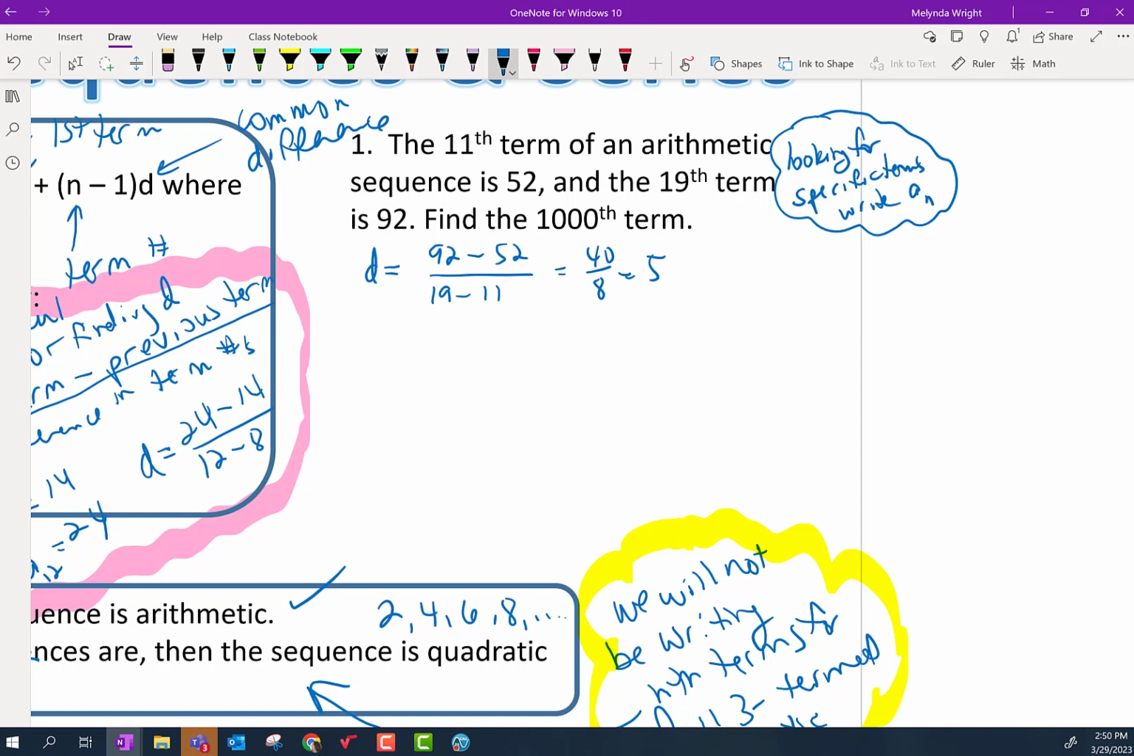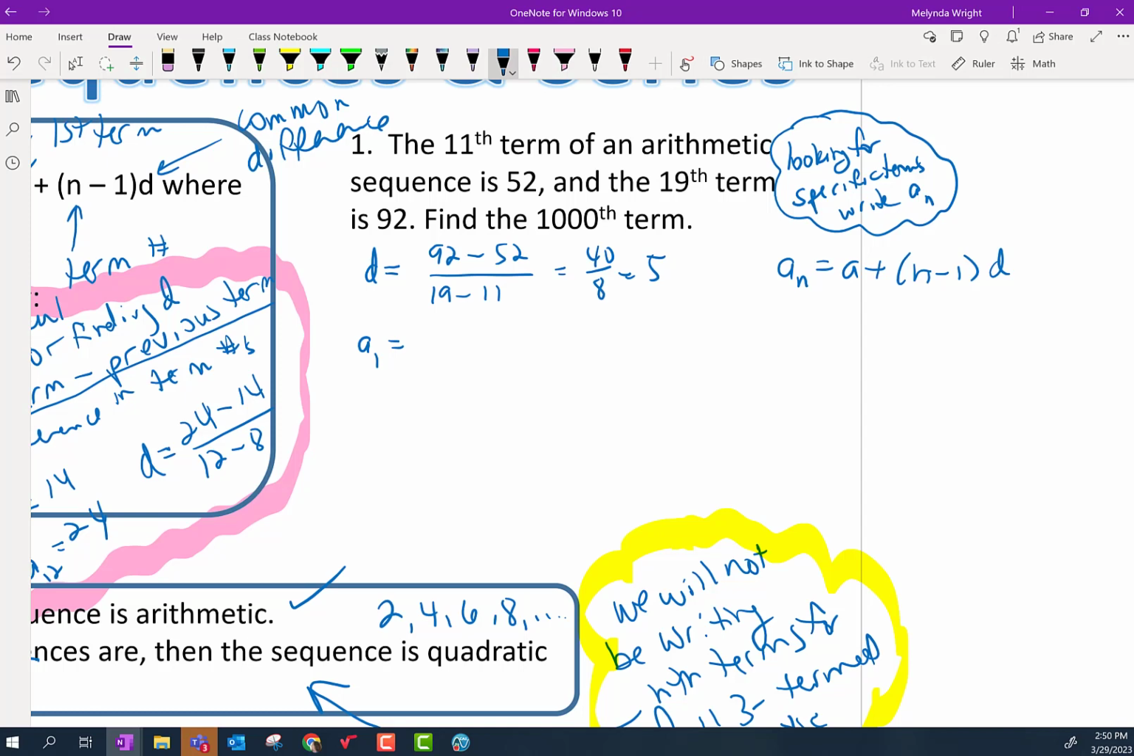Well, we don't have our first term either, so we need to find the first term. Let me write out to the side and remind you of our general formula. A sub n is a plus n minus 1 times d. That's just the basic formula for arithmetic sequences. So a sub 1 is the one we're looking for. We don't know what it is, but we can plug in the other terms to figure it out.